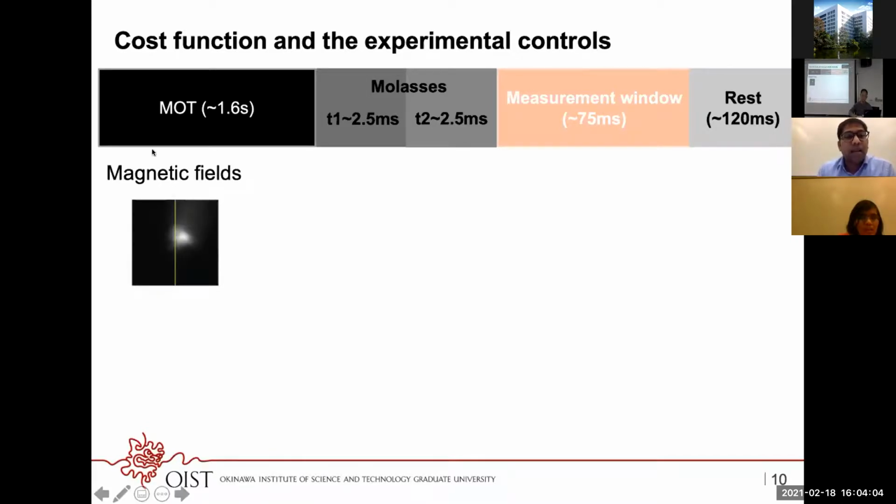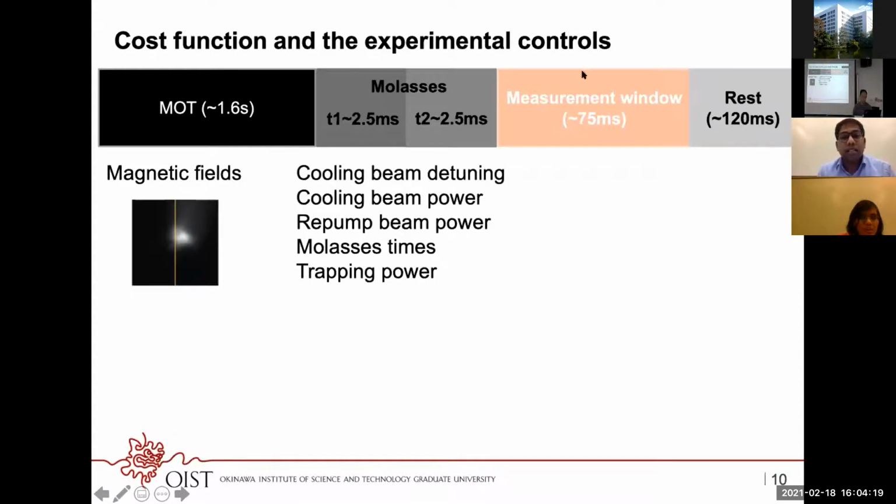So in our case, we have the same kind of experimental cycle where magnetic fields are one set of parameters. The magnetic field controls the localization of this cold cloud around the nanofiber, because with the gradient and the compensation field, we can move this cloud around and center it better on the nanofiber. And then in the molasses phase, we have cooling beam detuning, power, repump power, the time of this section, and trapping power. These further affect the temperature of the cloud, and the trapping power is basically what changes the potential profile of the trapping for the molasses period.